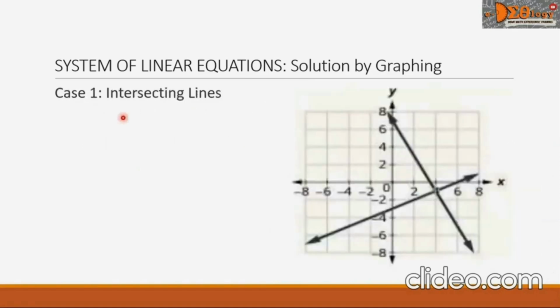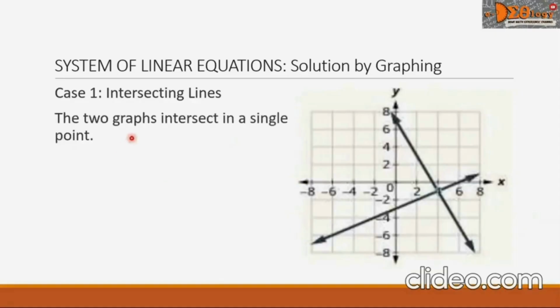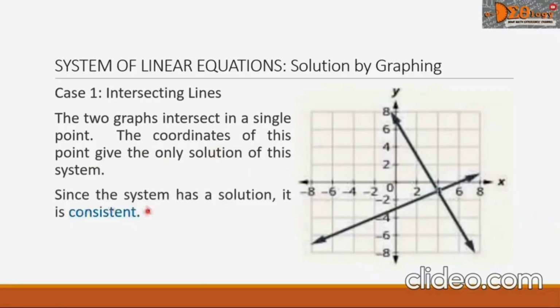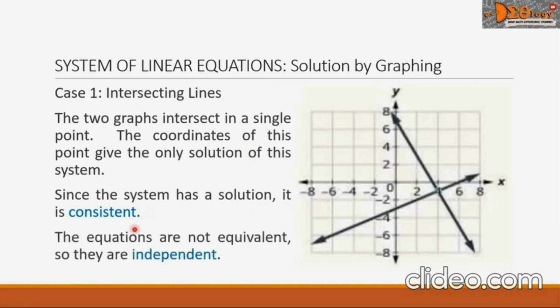Case 1 is intersecting lines, as we can see in the figure. The two graphs intersect in a single point. The coordinates of this point give the only solution of this system. Since the system has a solution, it is consistent. The equations are not equivalent, so they are independent.